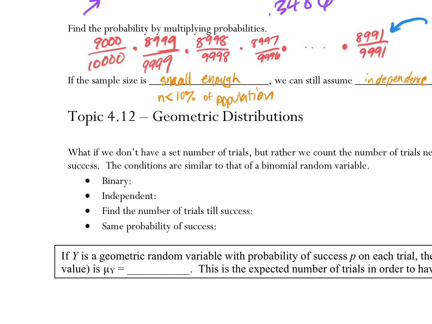Okay? That's going to come up a lot in units 5, 6, 7, 8, and 9. So the 10% condition is what we call it, and the whole idea is if our sample size is small enough, then the population isn't changing too much and we're okay with still using a binomial representation. Okay, so that was binomials. Let's shift into geometric random variables.